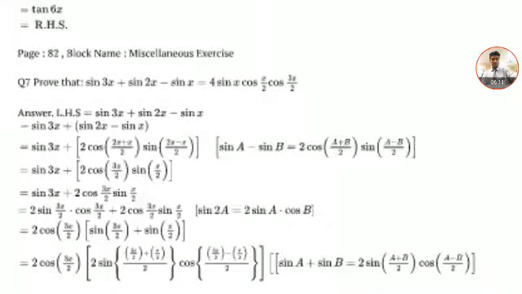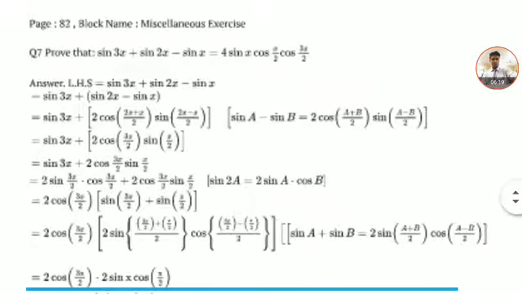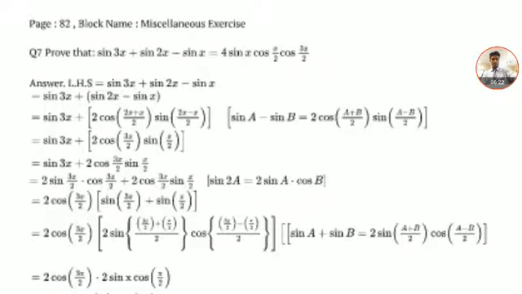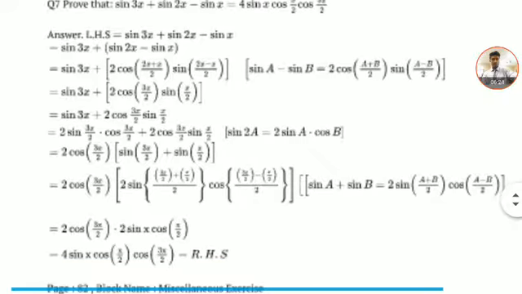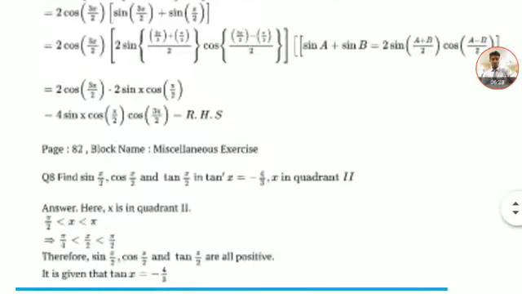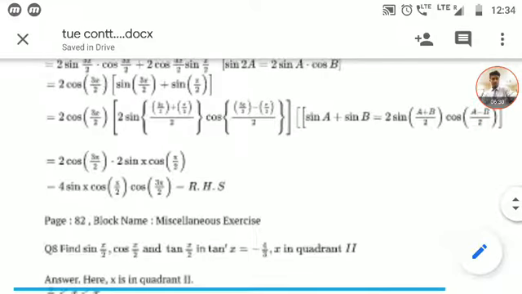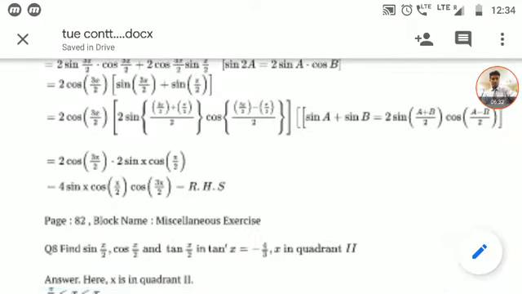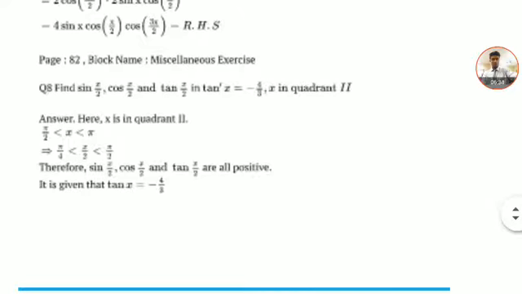Same formula, you apply to the last two portions, apply the formula sine A minus sine B. Then again whatever you get, you take one common, sine 3x out here common, then again apply the formula. Okay, and you will reach this RHS value. See, they've applied the formula, the RHS value. Now question number 8.